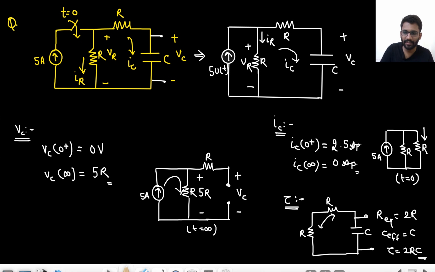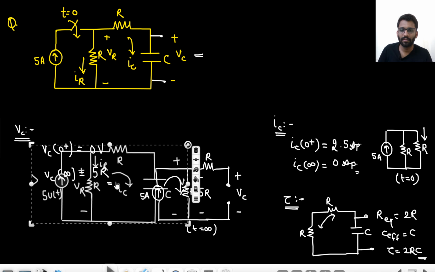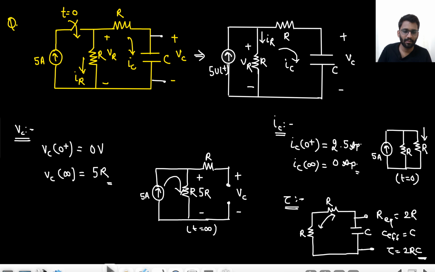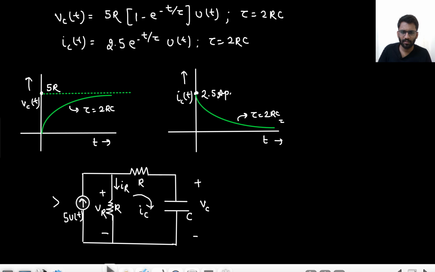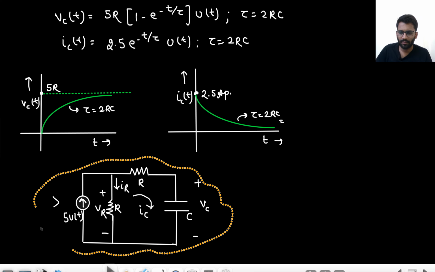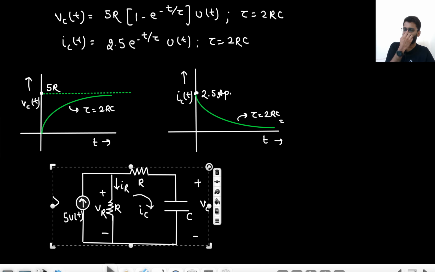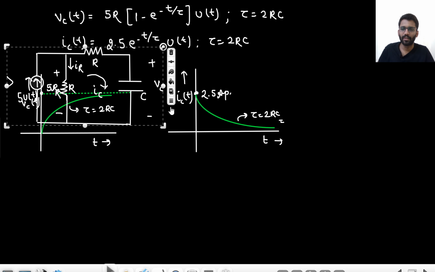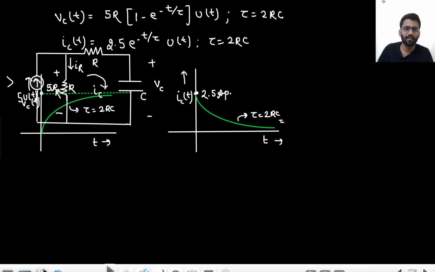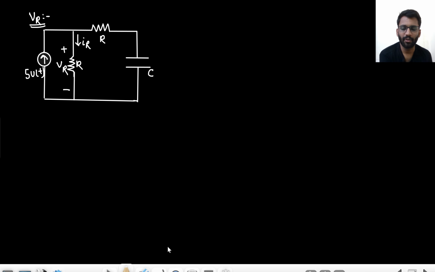So let's make the same circuit again. Okay, I guess we can make it on the next page. Let me copy on the next page. So now we are commenting about VR and IR, both of them.